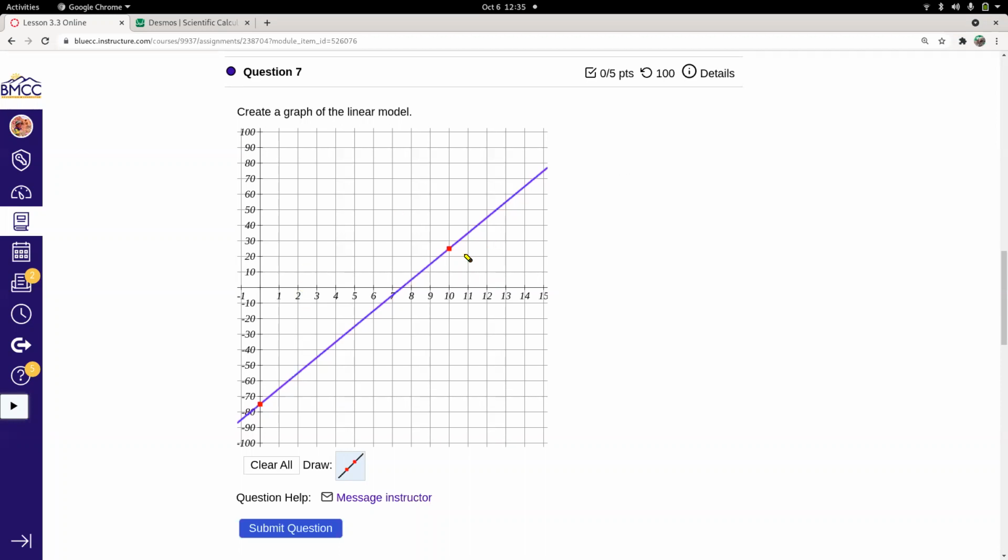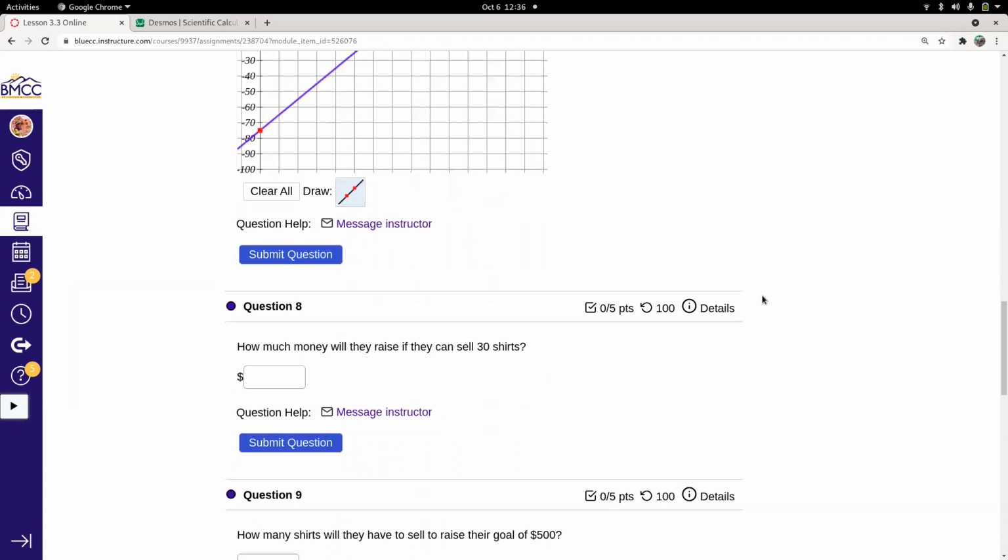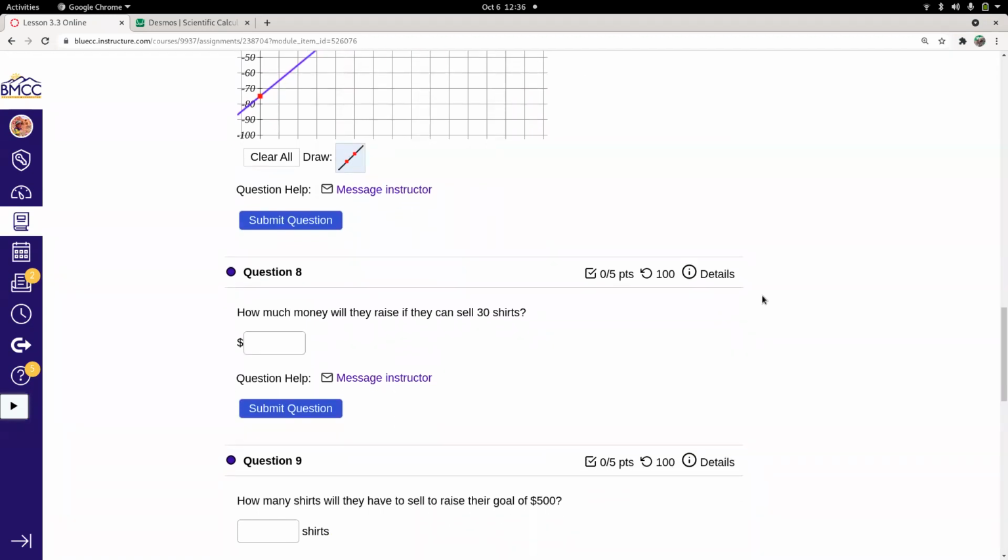Cool. Yeah, so I picked 2 points from my table, and I believe that's my line. Other things to double check, you can see the x-axis passing through here, and at 7 shirts, I'm still $5 down, and finally at 8 shirts, I'm $5 up. So I usually like to inspect my graph a bit before I hit submit, just to make sure I did the right thing. How much money will they raise if they can sell 30 shirts?